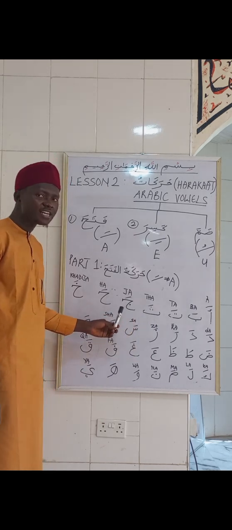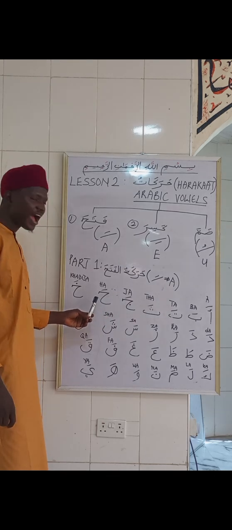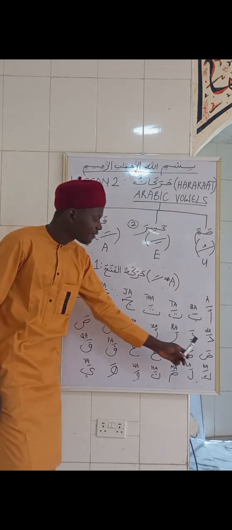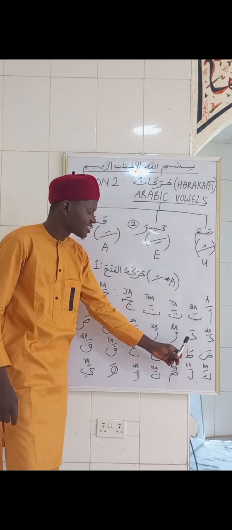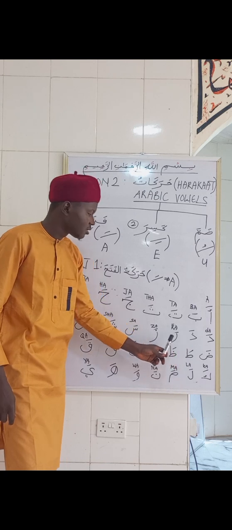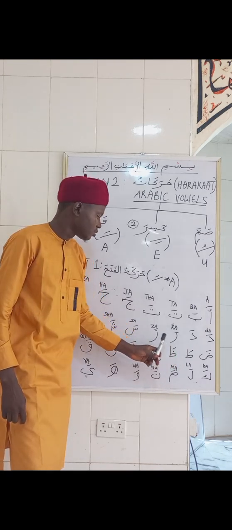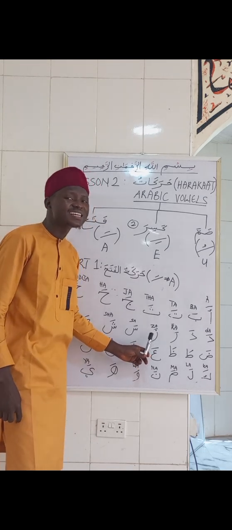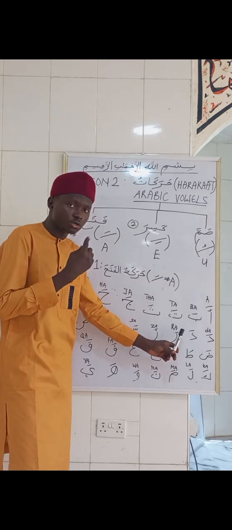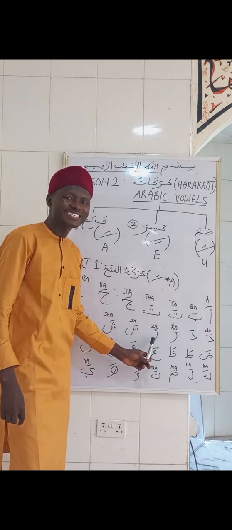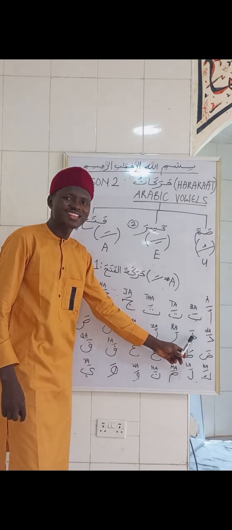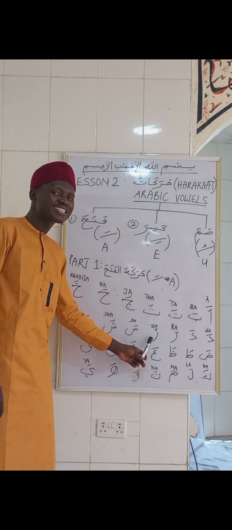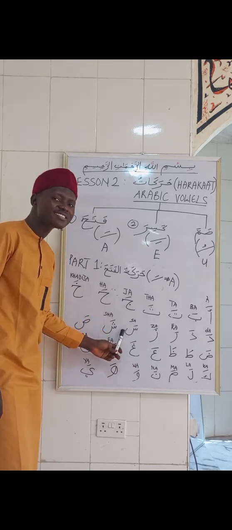Jim fatha, ja. Ha fatha, ha. Kha fatha, kha. Dal fatha, da. Dhal fatha, dha. Ra fatha, ra. Zain fatha, za. You do not put your tongue in this za. That one is za. This one is dha, you put your tongue. So, zain fatha, za. Sin fatha, sa.